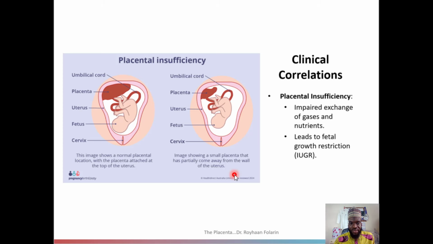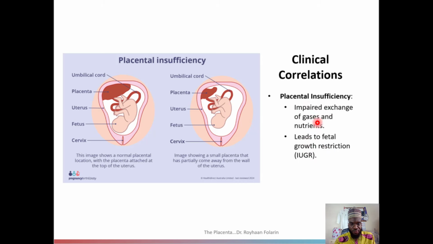So there is also placental insufficiency, which is a clinical correlation. In this case, placental dysfunction can have profound effects on the fetus, on the fetal health. And some of that will include growth restrictions, so IUGR, intrauterine growth restriction, and susceptibility to harmful substances.